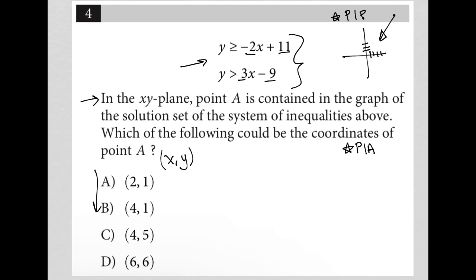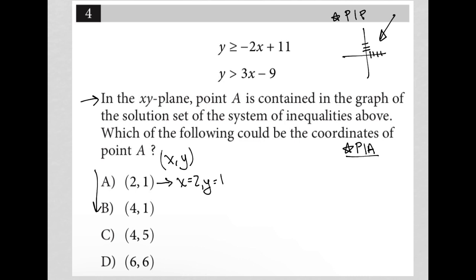So how do we use plug-in answers for this question? Well, it's really simple. Answer choice A, for instance, is telling us that when x is 2, y is 1. That's what it's telling us. So I'm going to use that information to plug into both of my inequalities and just see if it actually works out that this point is true to both inequalities.